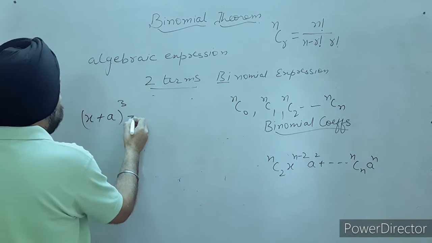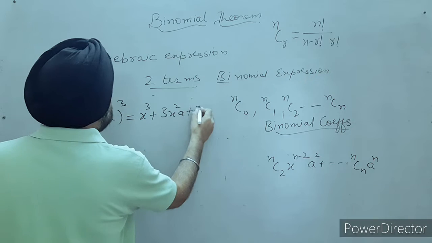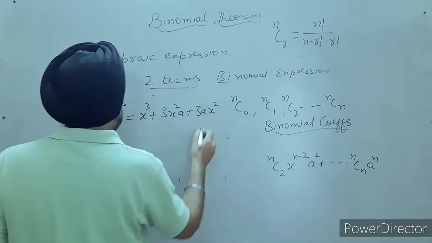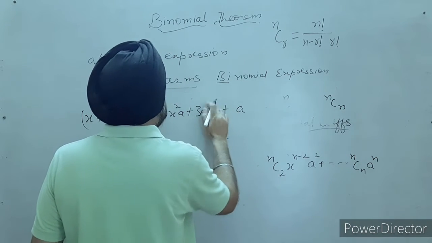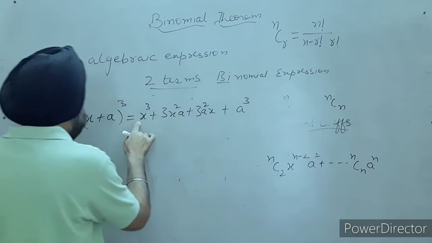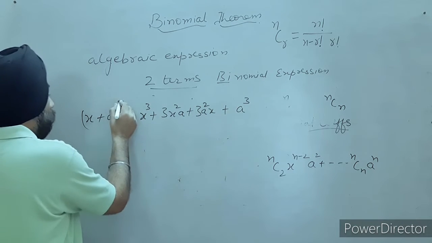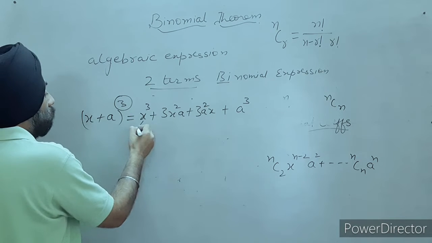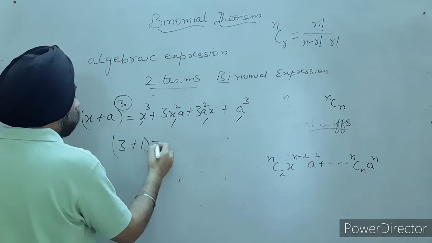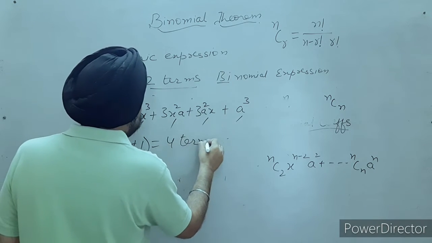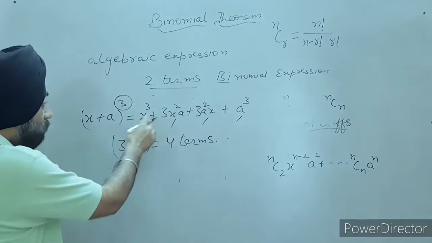So how many terms will it have? a cube, 3a square b, 3a b square, plus b cube. That is, x cube, 3x square a plus 3a square x plus a cube. Index was 3. How many terms were there? 1, 2, 3, 4. So 3 plus 1 number of terms, that is 4 terms are there. I hope you have understood this concept.